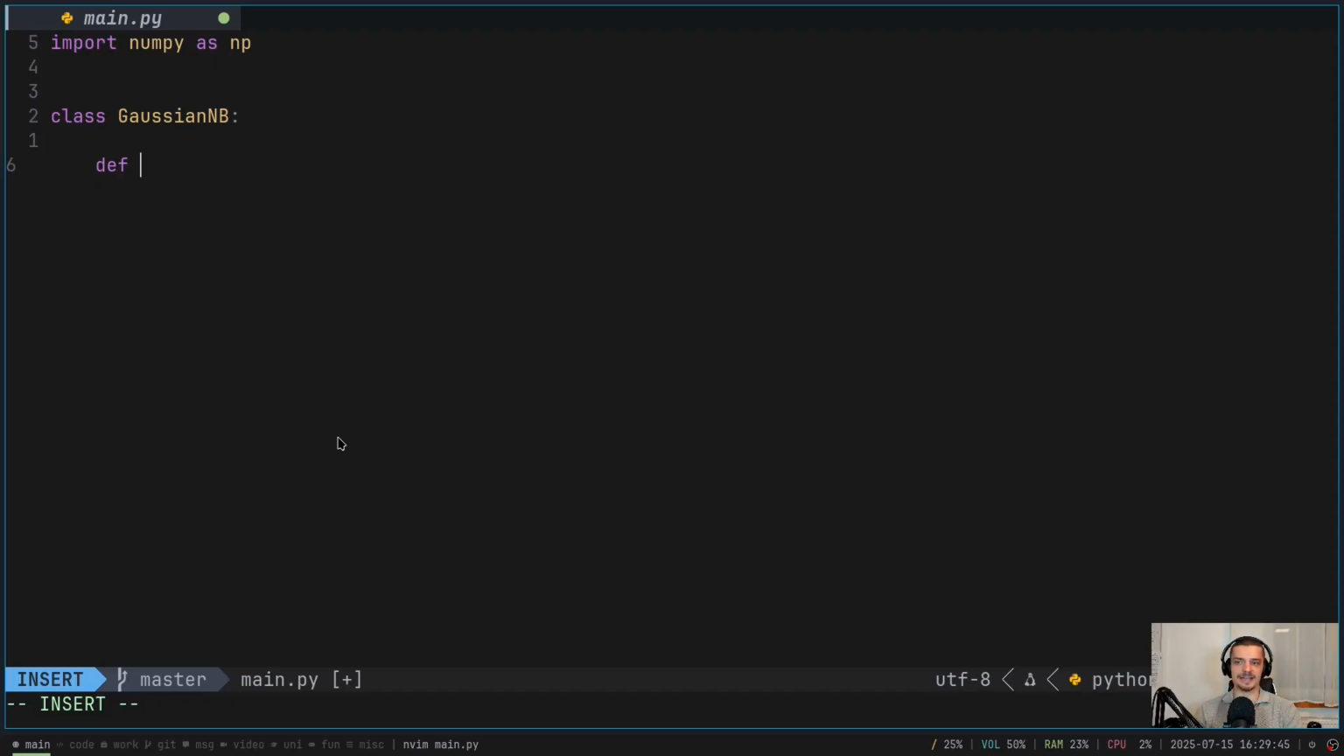Theoretically, you could pass a value for variance smoothing, like a very small value for numerical stability. For the sake of simplicity, I'm just not going to do that here, just to keep the code concise. I'm going to start right away with the fit method. So this is going to take self, x, and y. So x is the matrix with the data, y is the actual correct classification. And we're now going to train our model based on the data that is provided.